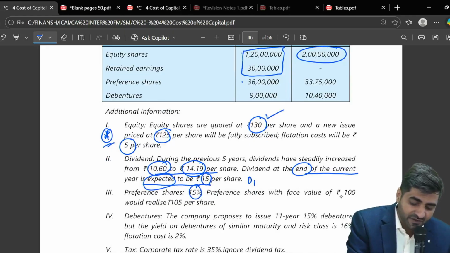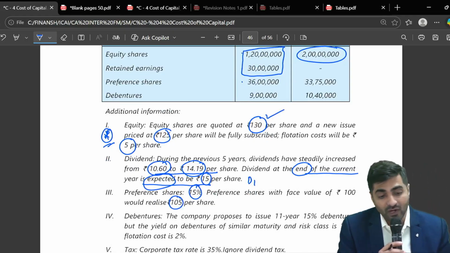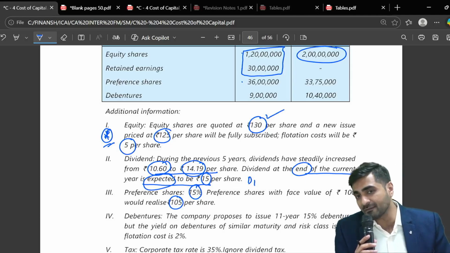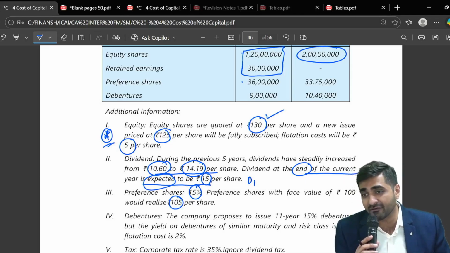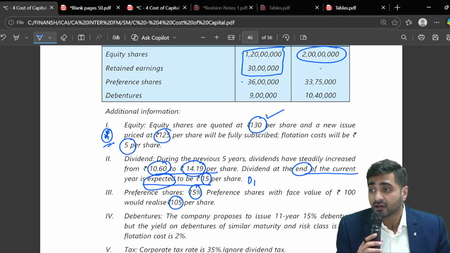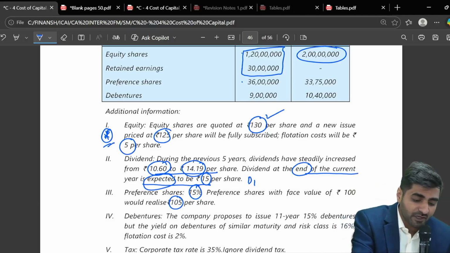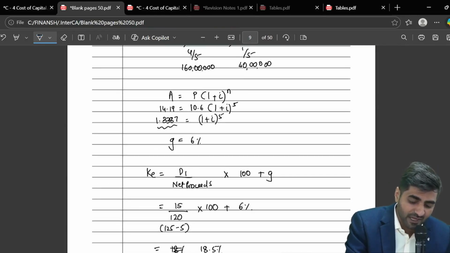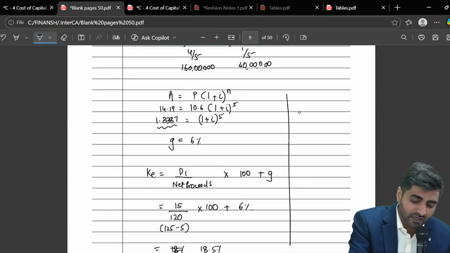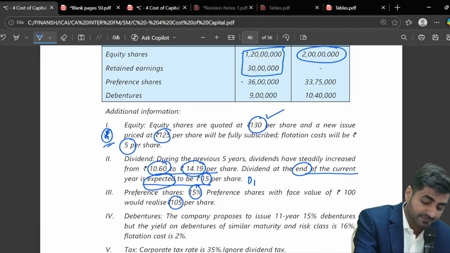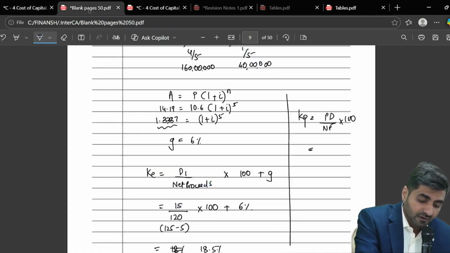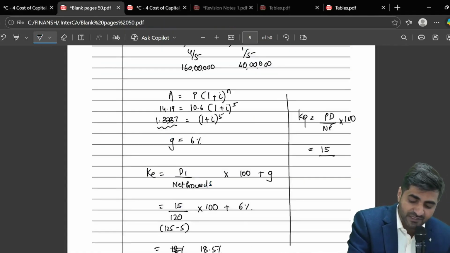Next, what's the next thing which we have? 15% preference shares with a face value of 100 would realize 105. So now please tell me, KP, redeemable or irredeemable? Is the life given to you or is life not given? So in that particular case, I will simply calculate my KP. How will I calculate KP? Can I say that it is PD upon net proceeds into 100? What's my PD? 15, because 15% of 100 is 15 rupees.